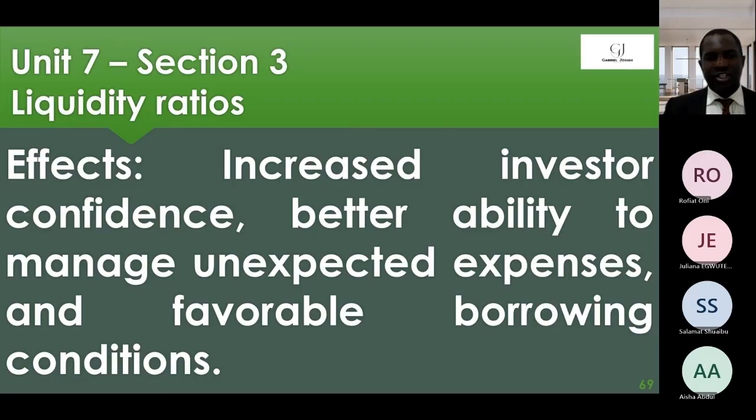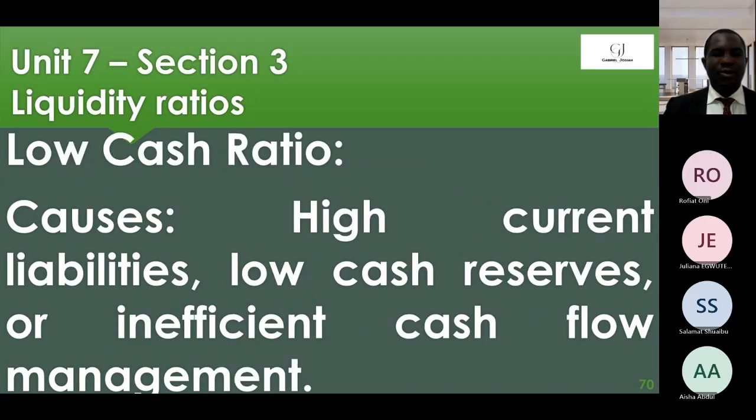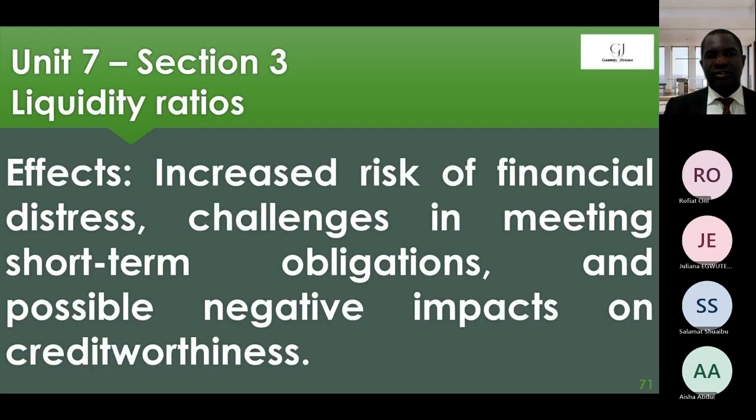You can just pay off with cash, and favorable borrowing conditions, maybe overdrafts, and you need money to collect quickly. While low cash ratios show high current liabilities, low cash reserves, and inefficient cash flow management to some extent, because in practice you may not want to tie down too much cash, so you do more transfers. Most chartered accountants who handle petty cash do transfers with their phone. Currently, that's what is in practice in my office. You hardly tie down cash. It's even riskier, and there is less financial risk in holding too much cash.